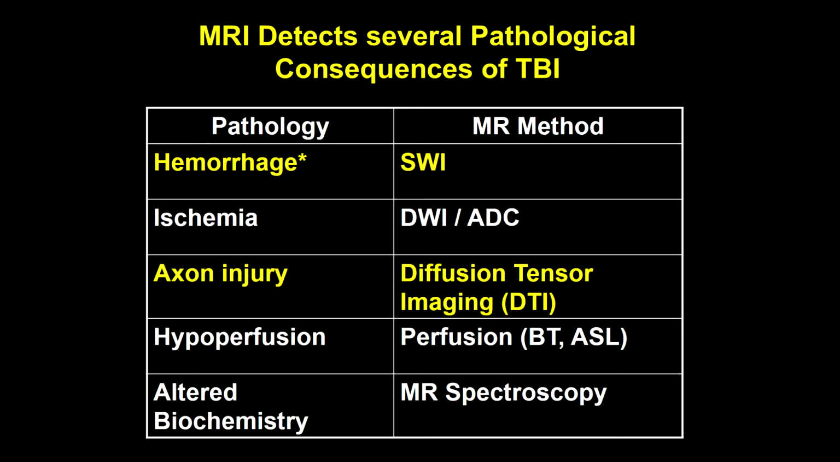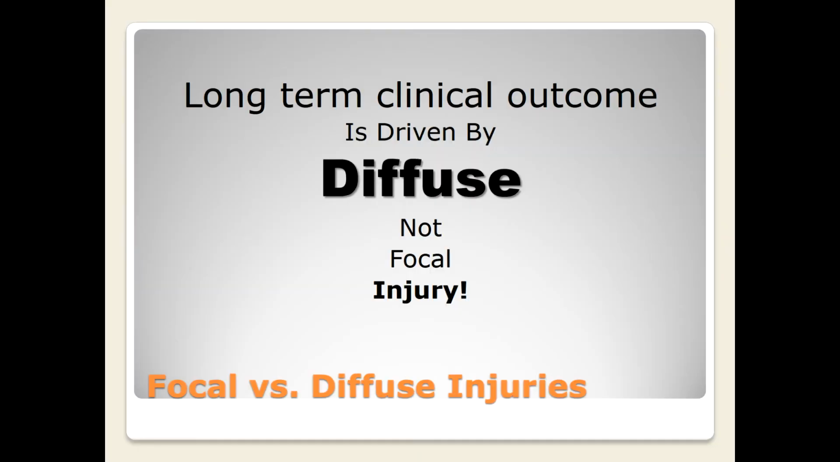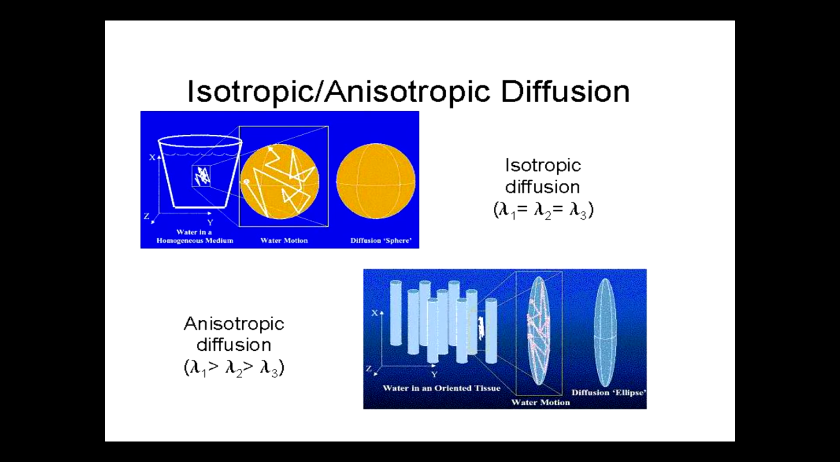In particular, at Wayne State, we focus on SWI and diffusion tensor imaging, but as Dr. Haacke mentioned, we're also developing perfusion and spectroscopy. Truth is, diffuse injury is clinically the more relevant or significant type of injury, and therefore we need imaging techniques that are sensitive to diffuse injury. And probably at the top of the list would be DTI, diffusion tensor imaging. And this is an imaging modality that's sensitive to water flow and the directionality of water flow.